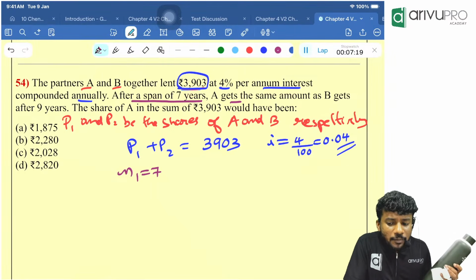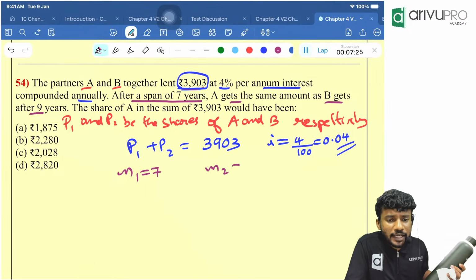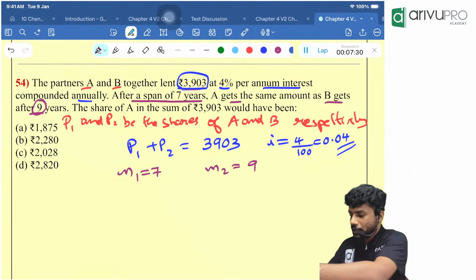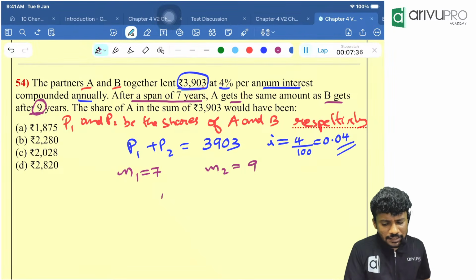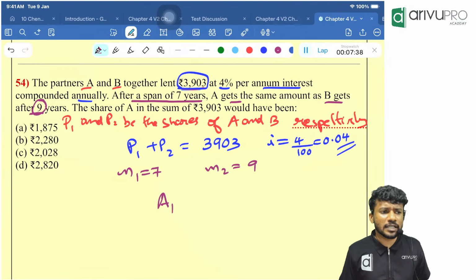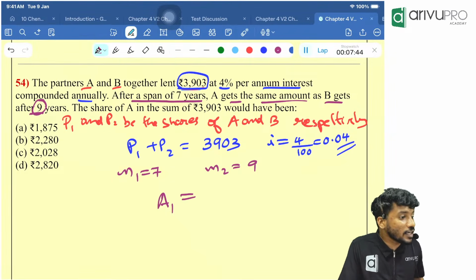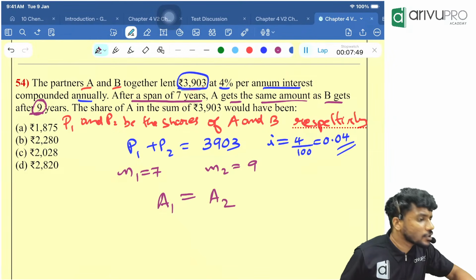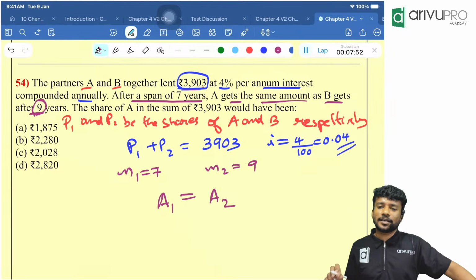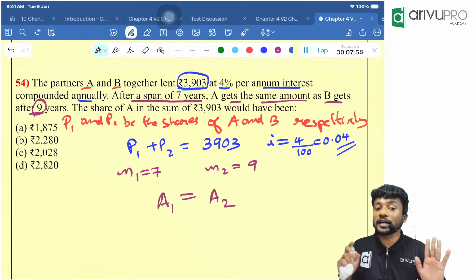A gets the same amount as B gets after 9 years. So can anyone tell me what will be N2? The number of periods for our B will be how much? 9. So they are telling that the first person is getting some money. Can I say that is A1? That person is getting some money A1 in 7 years, which is equal to the money B gets. Can I call it A2? After 9 years. That is what is given. A1 is equal to A2. Okay, but the time period is different.